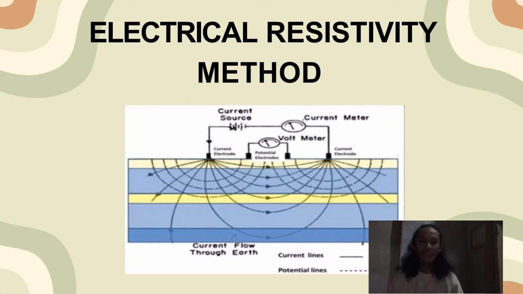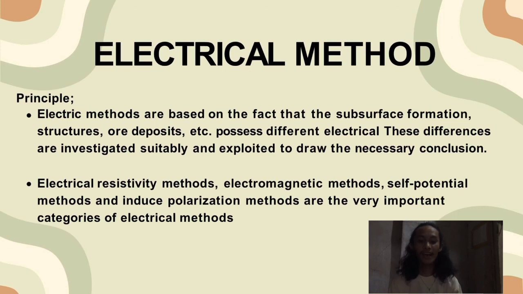Figure 1. CSEM is defined as a stationary imaging experiment that generates data sensitive to changes in sediment properties. In Figure 2, the CSEM acquisition scheme and the sensitivity below the seafloor, the MT and the CSEM methods. Electrical method principle: electrical methods are based on the fact that the subsurface formations, structures, or deposits possess different electrical properties, which can be exploited to draw the necessary conclusions.